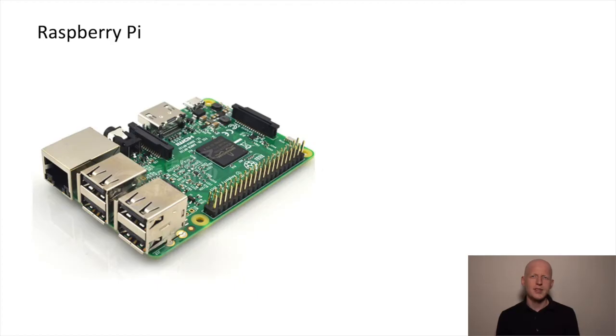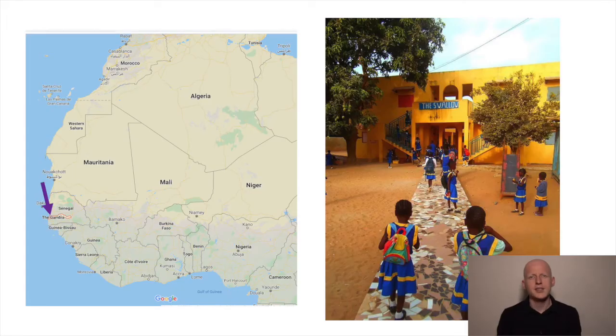Our technology is centered around the Raspberry Pi, which is an ultra low-cost computer, very cheap, consumes very little energy, and has lots of technological possibilities. I did my internship at the Swallow primary school in Gambia, and I brought one of those Raspberry Pis with me, along with the Rachel server.